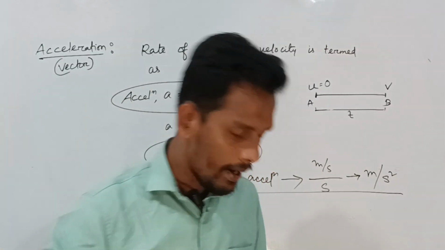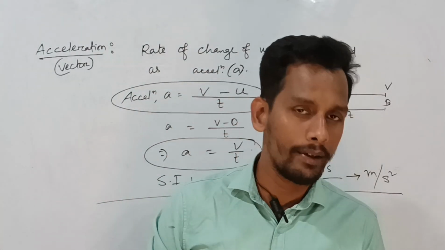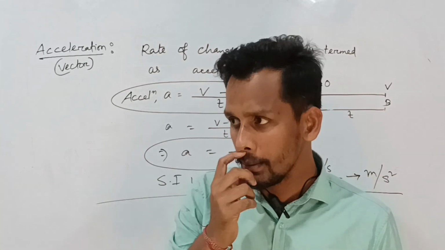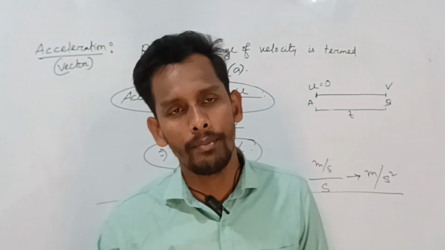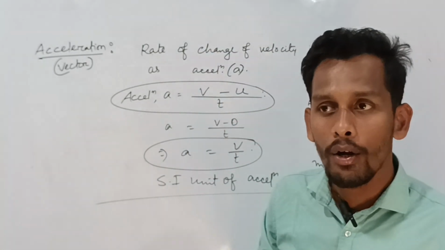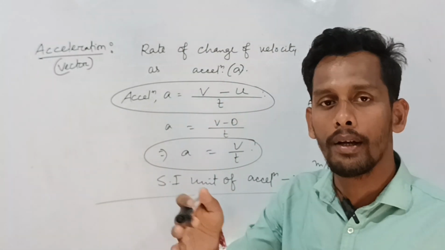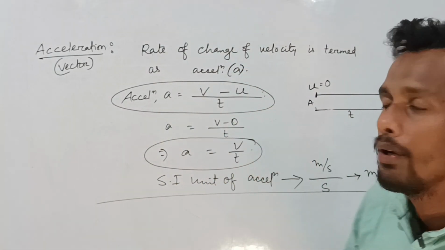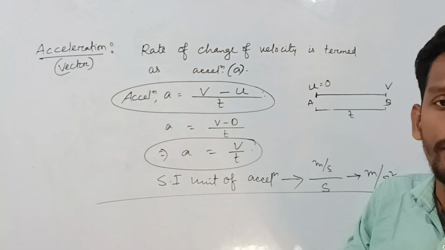Now, since acceleration is a vector quantity, it may be positive or may be negative in some cases. Suppose you are starting your journey with a bike or a car. Your speed is changing, velocity is changing. In that case, your velocity is increasing, so your acceleration is positive. That is, your car or your vehicle is accelerated.